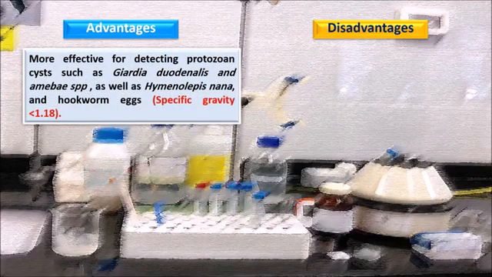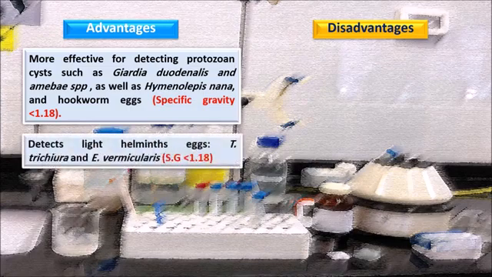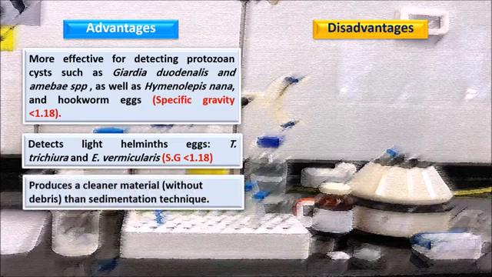Advantages: more effective for detecting protozoan cysts such as Giardia duodenalis and amoeba species, as well as Hymenolepis nana and hookworm eggs, with a specific gravity of less than 1.18. Detects light helminth eggs such as Trichuris trichiura and Enterobius vermicularis with a specific gravity less than 1.18. Produces a cleaner material than sedimentation technique.